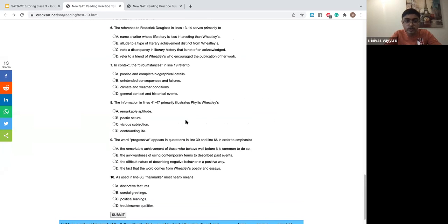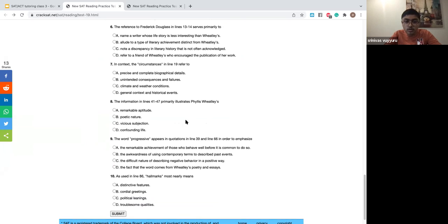Question 9 is the progressive one. Okay, so I think I remember exactly how I did this one. I crossed out A because it never said it was a remarkable achievement, first of all. Even if it was uncommon back then, it wasn't really a remarkable achievement.